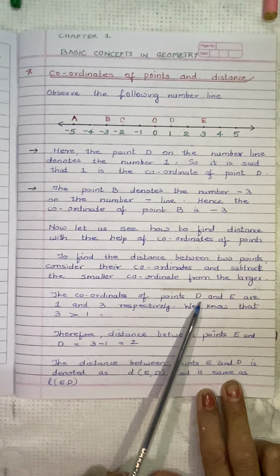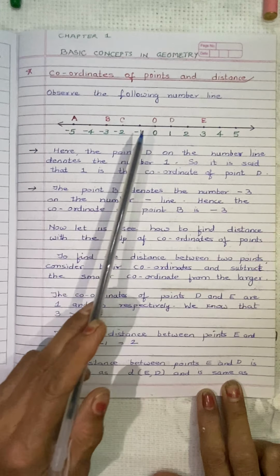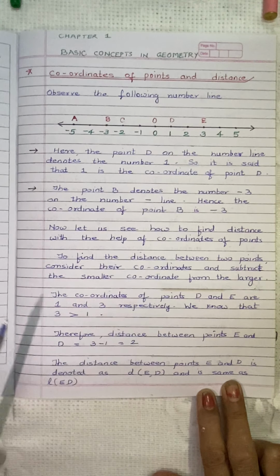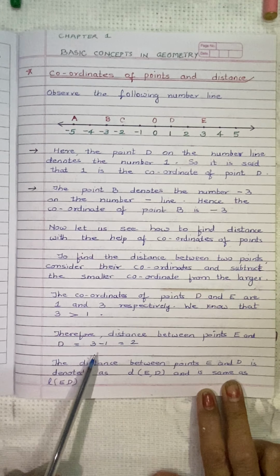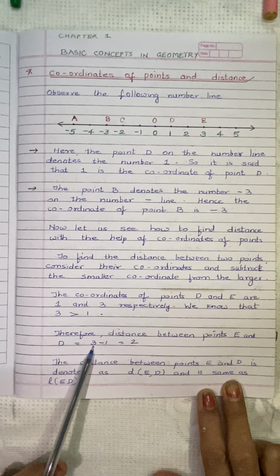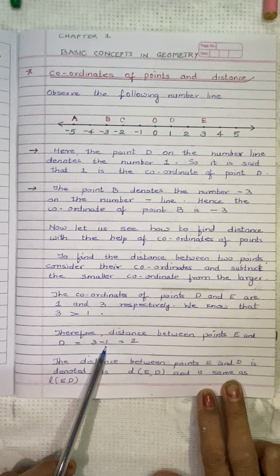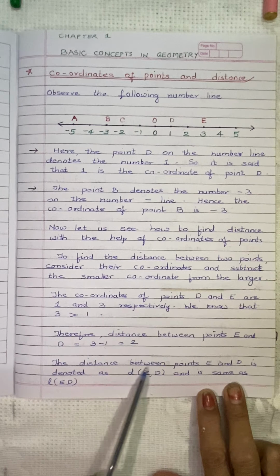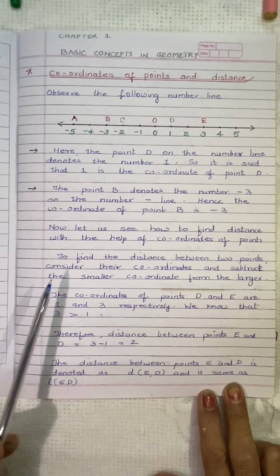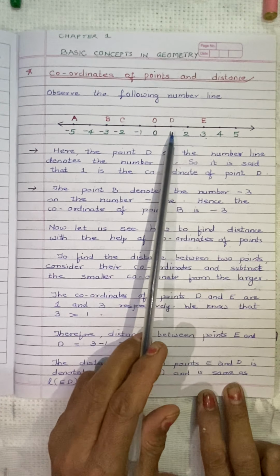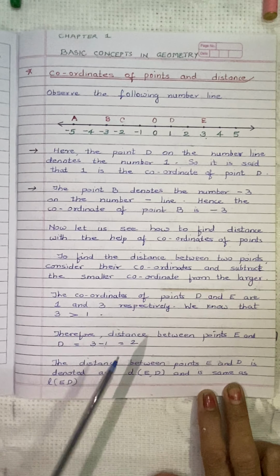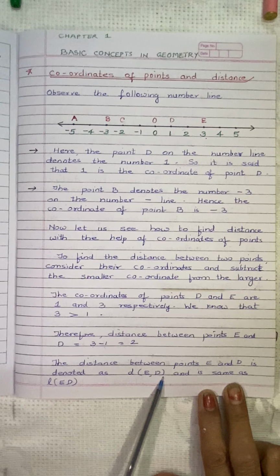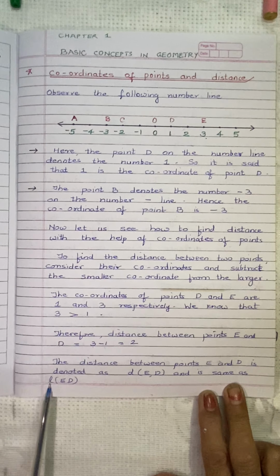The coordinates of point D and E are, say, D is 1 and E is 3. So always subtract the smaller coordinate from the larger one. So 3 is larger and 1 is smaller. So 3 minus 1 is 2. So the distance between point E and D is denoted as d(E, D). d is the distance between E and D and is the same as the length of ED.